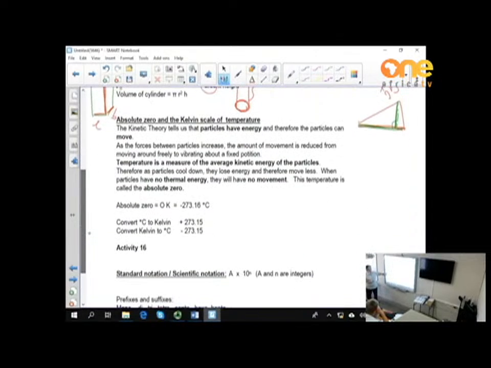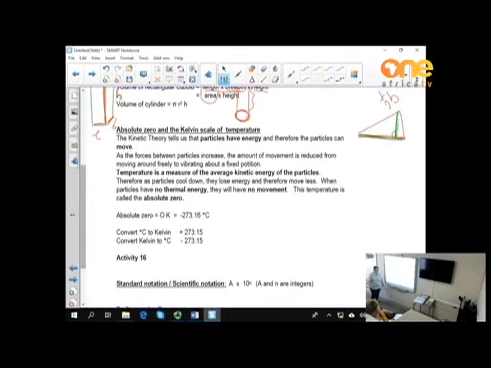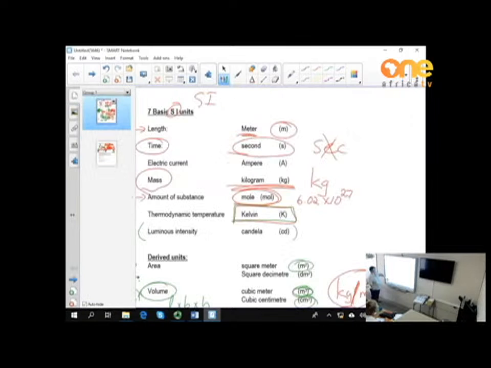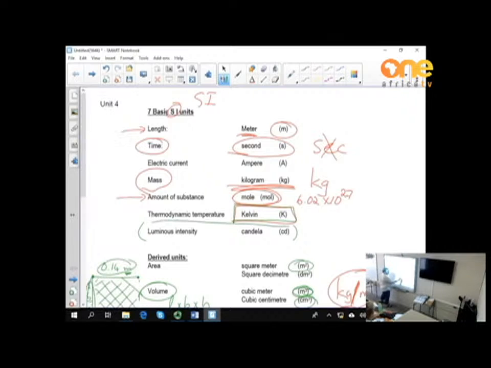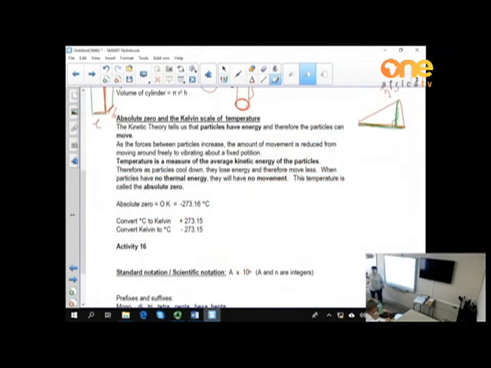Now back to absolute zero and the Kelvin scale of temperature. This is very important. I said to you that the Kelvin is one of our units that form a basic SI unit. But where does it come from? Back to the kinetic theory, the one you did in grade 8, that tells us matter consists of particles. These particles have energy so they can move.